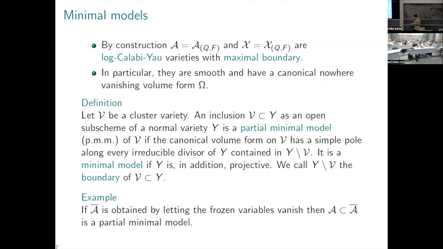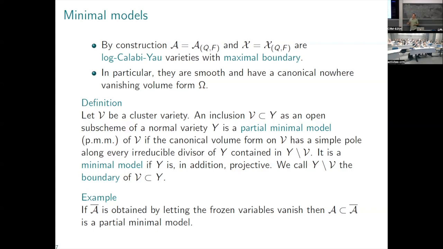Okay. So what's a minimal model? Maybe this is not an algebraic geometry conference, so I will just give the working definition. The definition is here. So how do you get to this definition proposed by Gross, Hacking, Keel and Kontsevich? First, they show that any such cluster variety is a log Calabi-Yau variety with maximal boundary. The maximal boundary will come into play in the next slide, but the main point of this definition of a minimal model is that it's log Calabi-Yau.